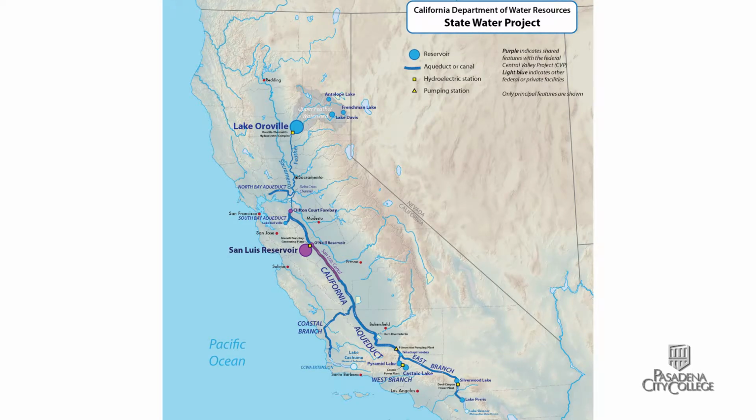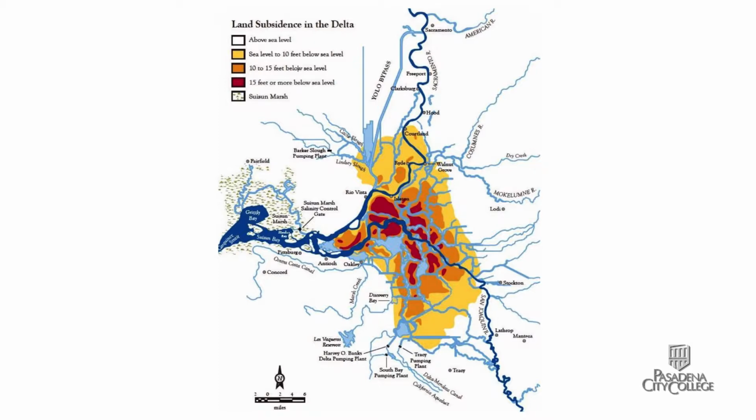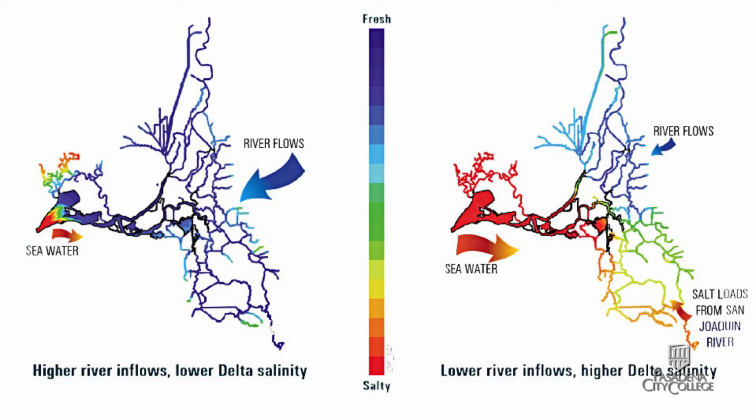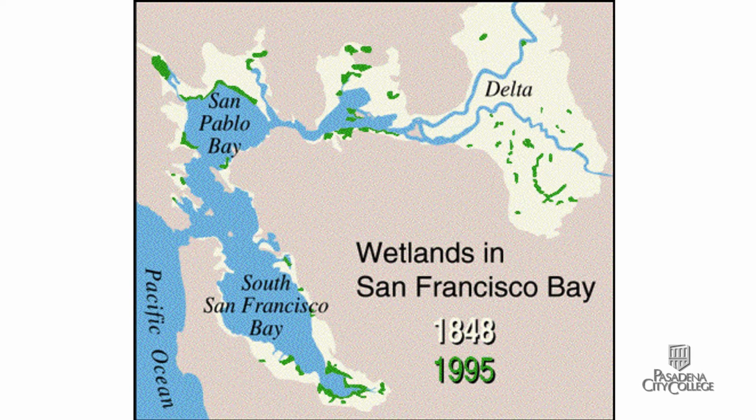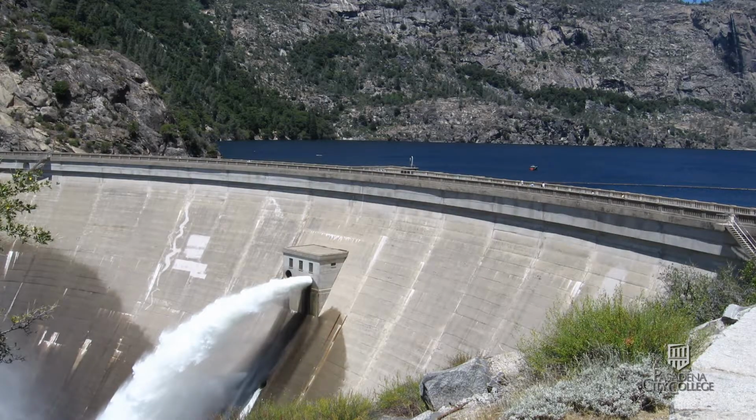The California Water Project brings water from Northern California to Southern California and reduces freshwater flow to the Sacramento-San Joaquin River Delta. As a result, the delta has been sinking. The sinking, in addition to the reduced freshwater inflow, has resulted in seawater intrusion in the delta, changing the salinity or salt content. Many species have been endangered as a consequence. Coastal wetland continues to shrink. In California, 97% of wetlands have been lost.